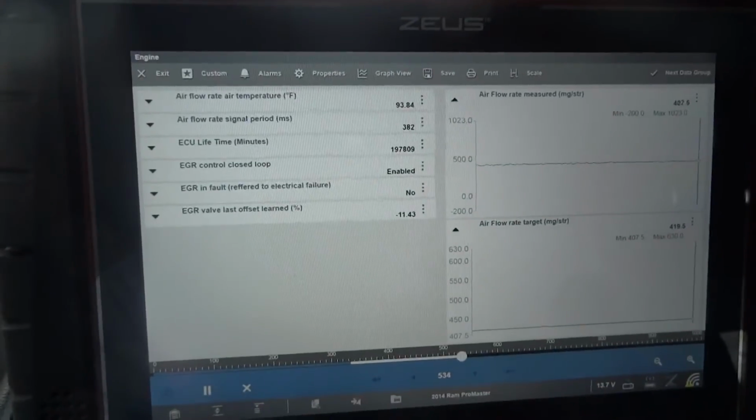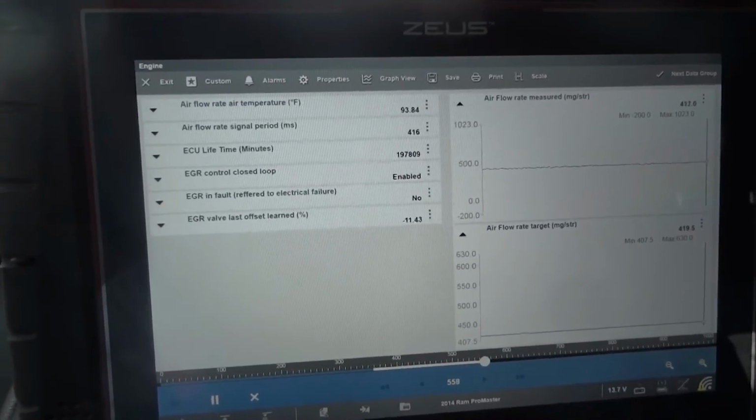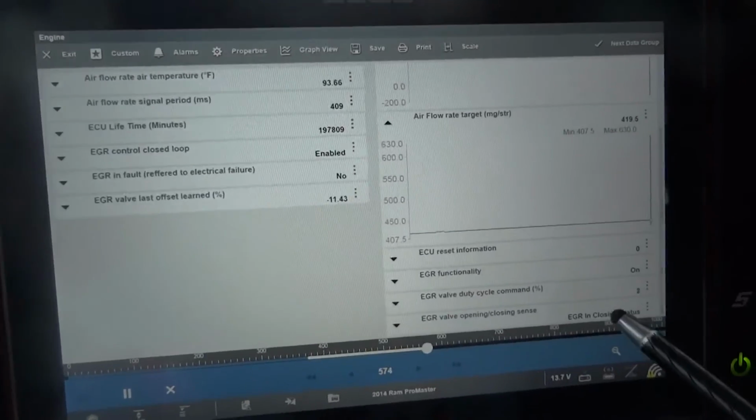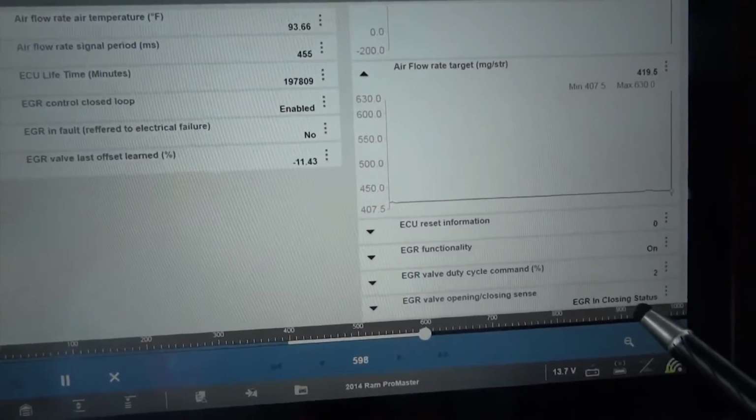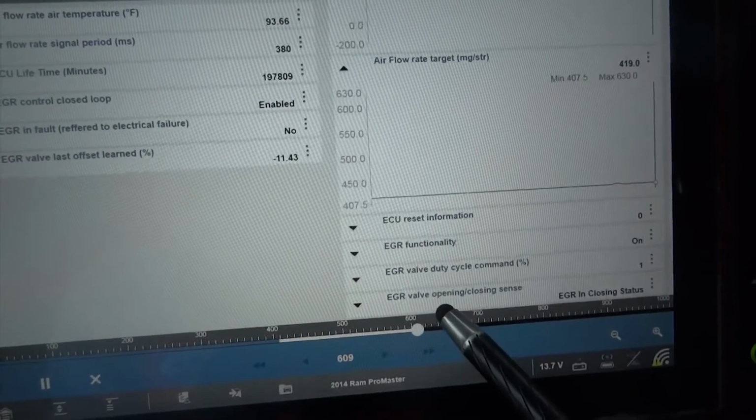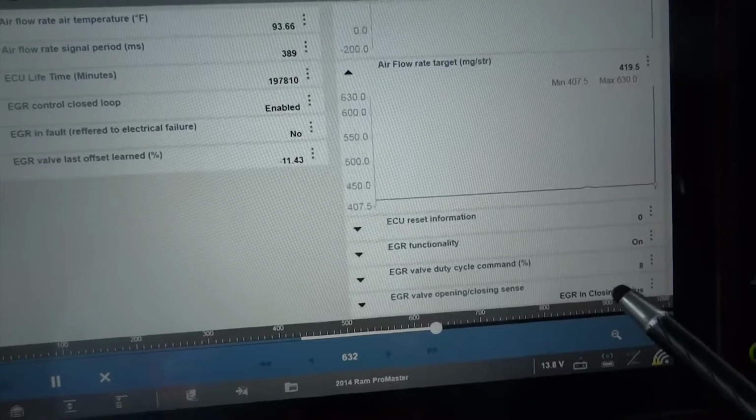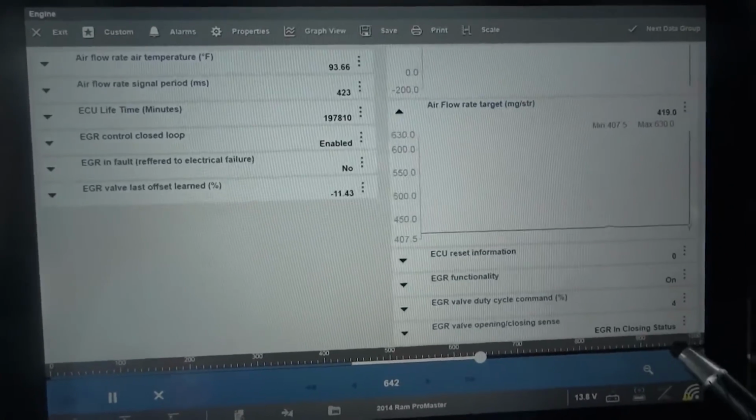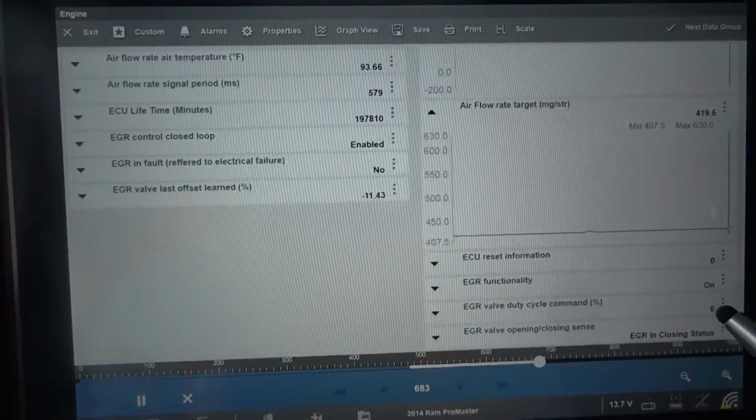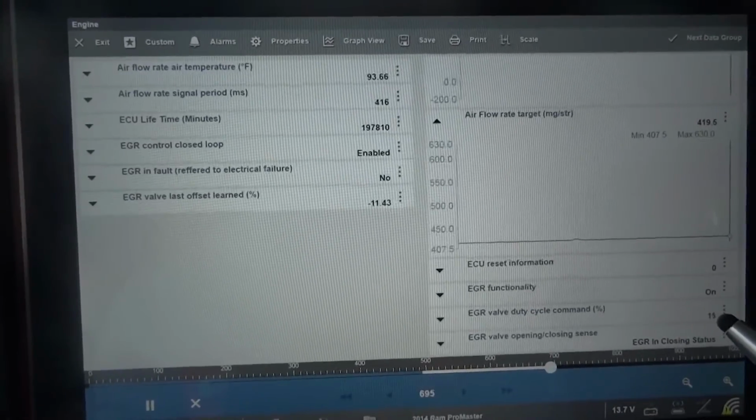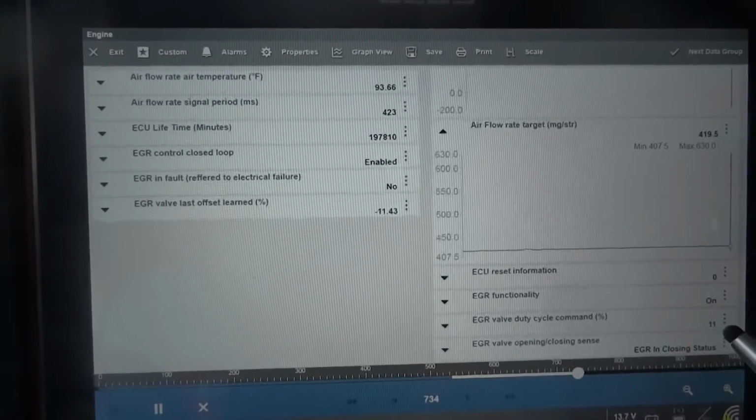If we have an EGR valve that's sticking, it's going to affect the way the mass airflow sensor is working. Remember before, over here the status was saying open. I don't know if you saw that, but right now it says EGR in closing position, which is normal because the EGR valve is closed at idle. And then our EGR valve duty cycle is way less than what we had. I think we had 130% before, and now we have 10, 15. So that's good.